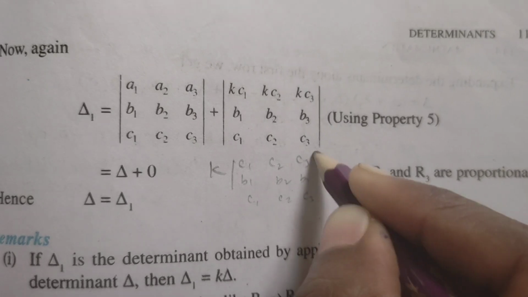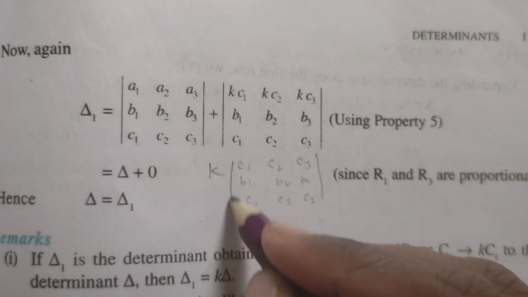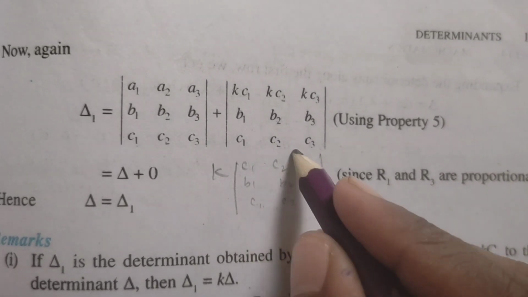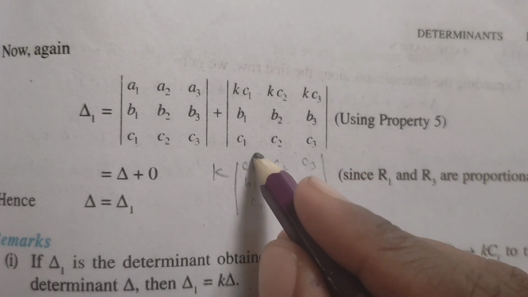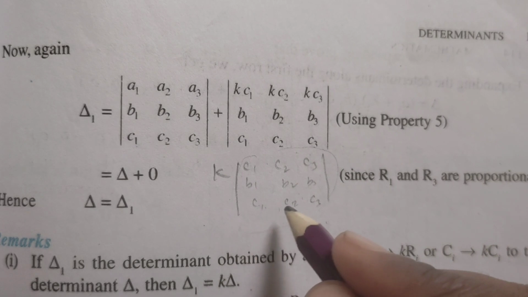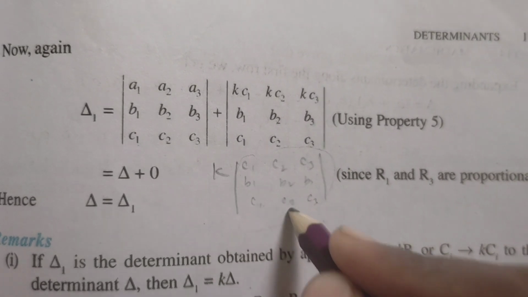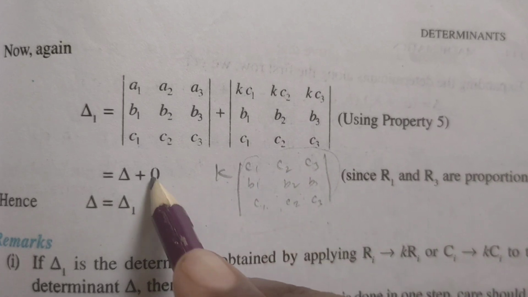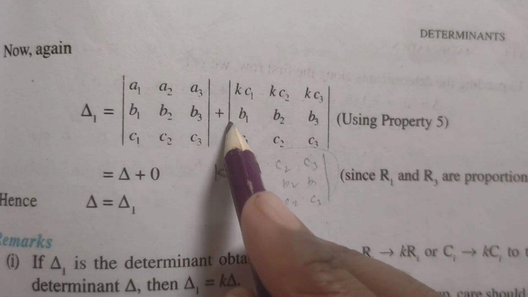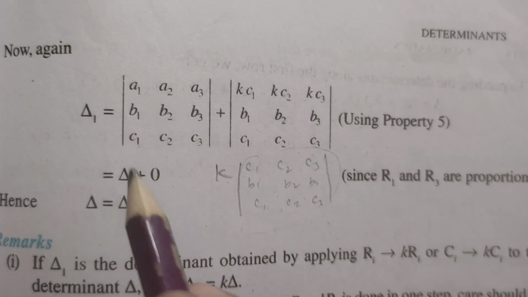This is also one of the properties. Here the two rows are similar. If two rows are identical, then the value of the determinant is equal to 0. We have seen this in one of the properties. So this will become 0. K into 0 will become 0. So delta plus 0 will again be delta.